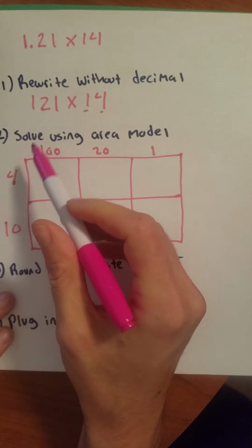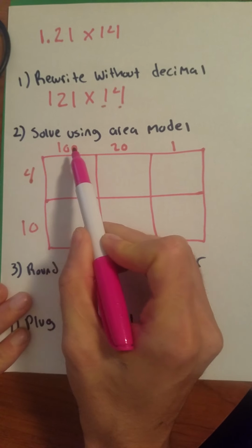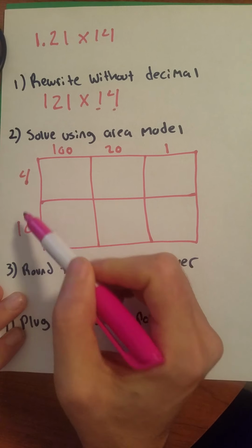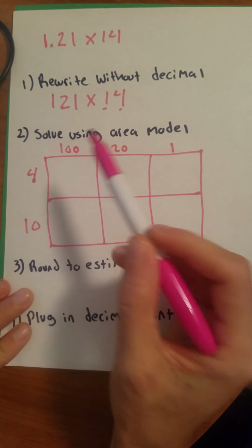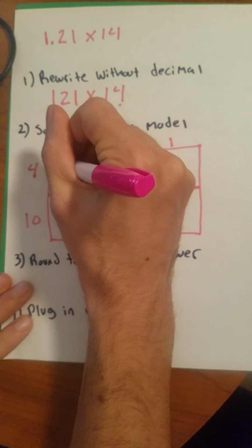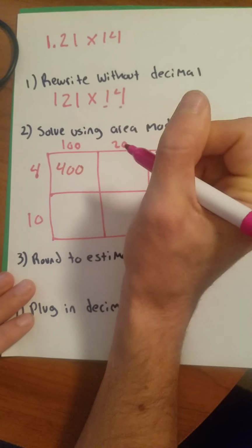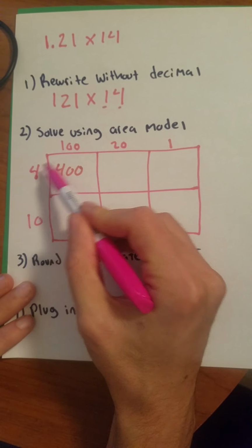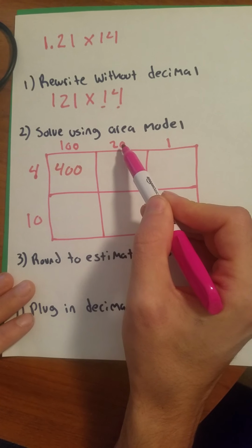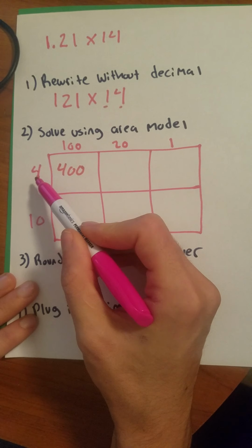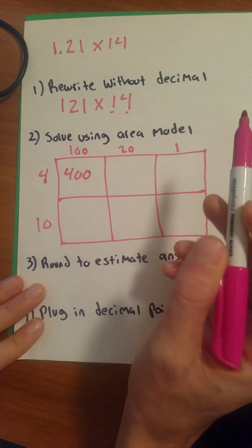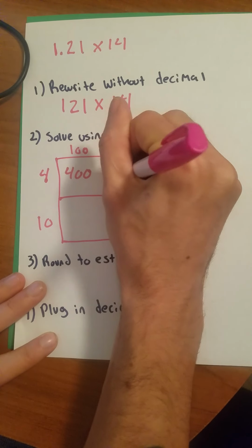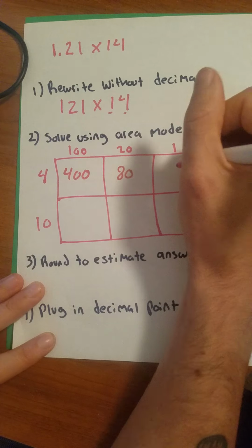Then I just have to multiply all my numbers on the top row here by each number on the side column. So I'm going to start with 4 times 100, which gives me 400. I move to 4 times 20. Remember, whenever I'm multiplying by zeros here, I can multiply my non-zero numbers. 4 times 2 is 8, and then tack on the 0 to give me 80. 4 times 1 is 4.